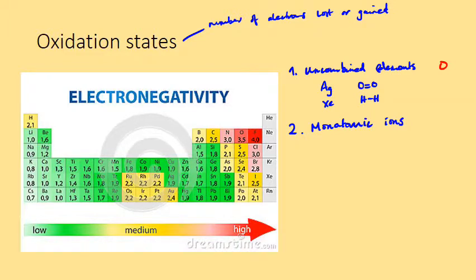So mono means one, of course, so monatomic ions are just ions on their own. So examples might be a sodium ion or a magnesium ion or a fluoride ion. And for these, the oxidation state is just the charge on the ion. So the oxidation state of sodium is going to be +1. For magnesium, it's going to be +2. And for fluorine, of course, it's going to be -1.